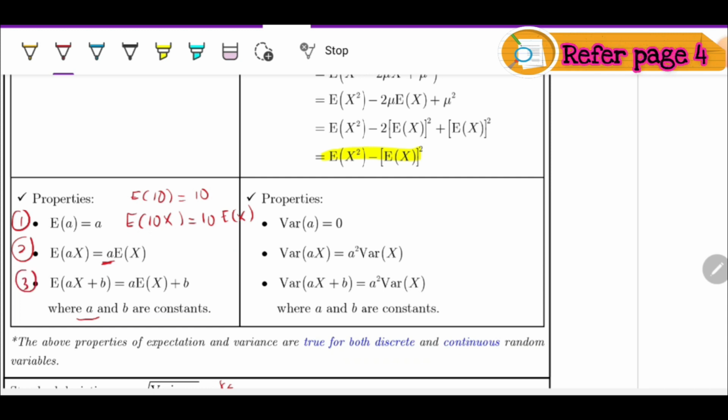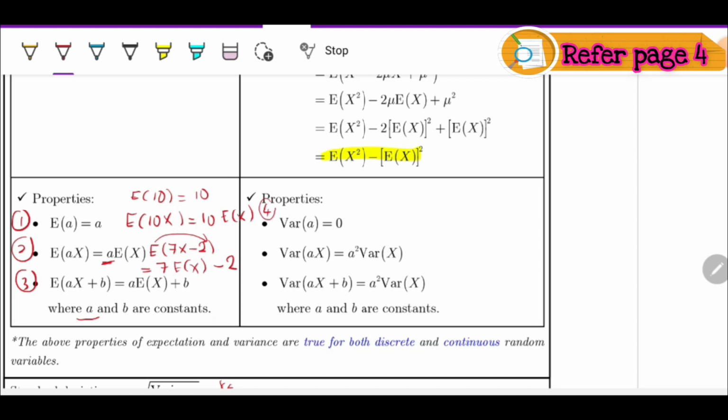Property number 3. Expectation of AX plus B equals A times the expectation of X plus B. For example, expectation of 7X minus 2. So it becomes 7 times the expectation of X minus, okay, expectation of 2 is 2.